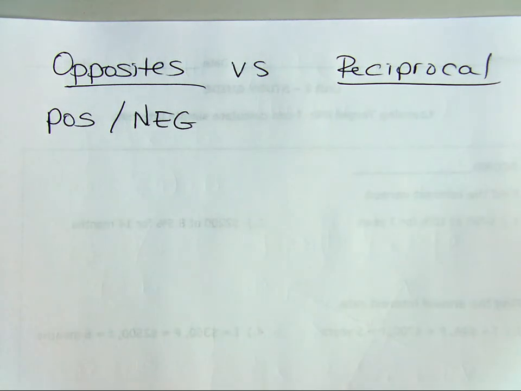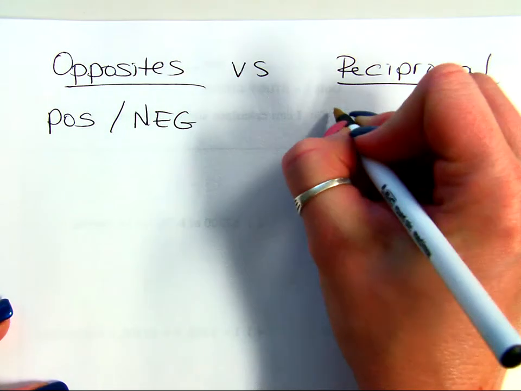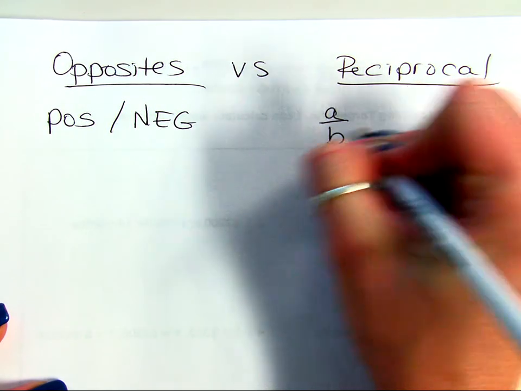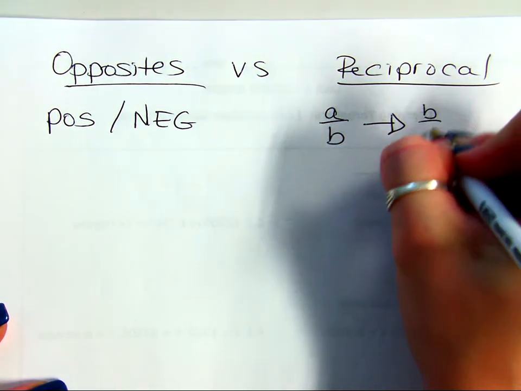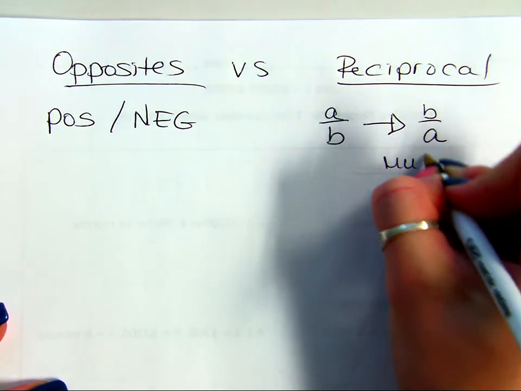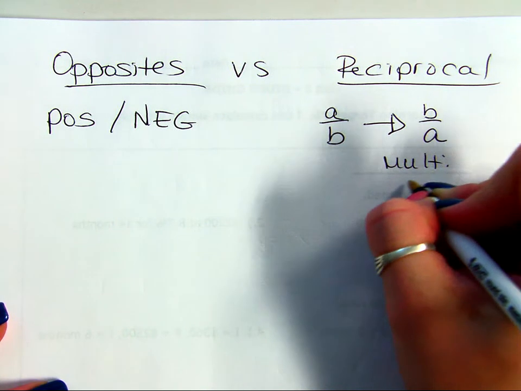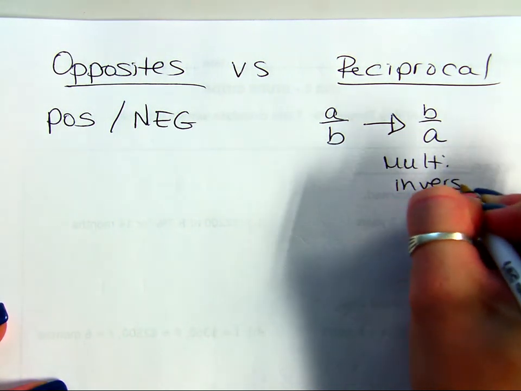So opposite reciprocal is what you'll hear most. Reciprocal is when you take A over B and make it B over A. It's also referred to as the multiplicative inverse. Okay? So just know that those terms are interchangeable.